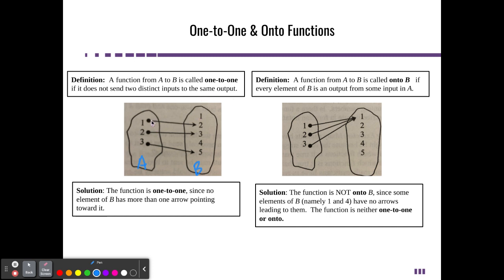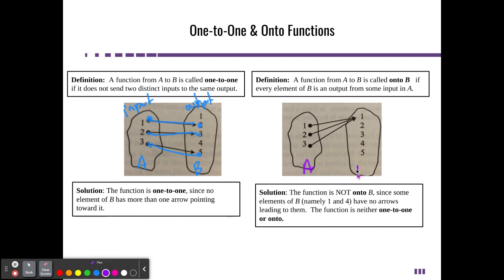For example, 1 is my input, and B is my output over here. 1 goes to 2. I'm not really looking for a function pattern, but the whole idea is that 1 goes to one specific number. That's 1 to 1. 2 goes to 3. That's 1 to 1. 3 goes to 5. That's 1 to 1. So this would be considered a 1-to-1 function, versus when we talk about an onto function.